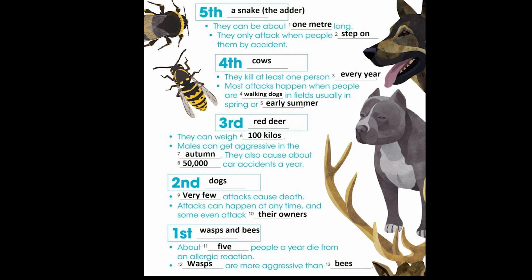The 3rd place, red deer. They can weigh 100 kilos. Males can get aggressive in the autumn. They also cause about 50,000 car accidents a year. The 2nd place, dogs. Very few attacks cause death. Attacks can happen at any time, and some even attack their owners. The 1st place, wasps and bees. About 5 people a year die from an allergic reaction. Wasps are more aggressive than bees.